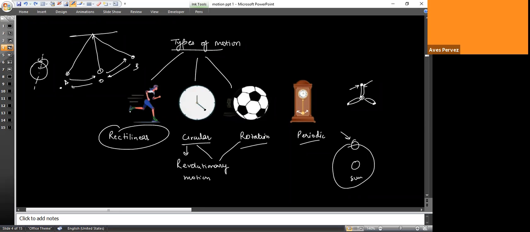Now we are dividing motion into 2 parts. One is uniform motion, and another one is non-uniform motion. So motion again we are dividing into 2 parts: uniform motion and non-uniform motion.